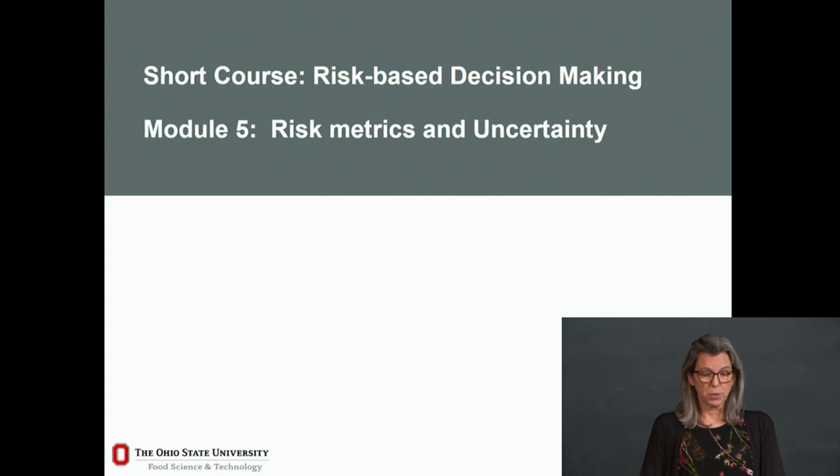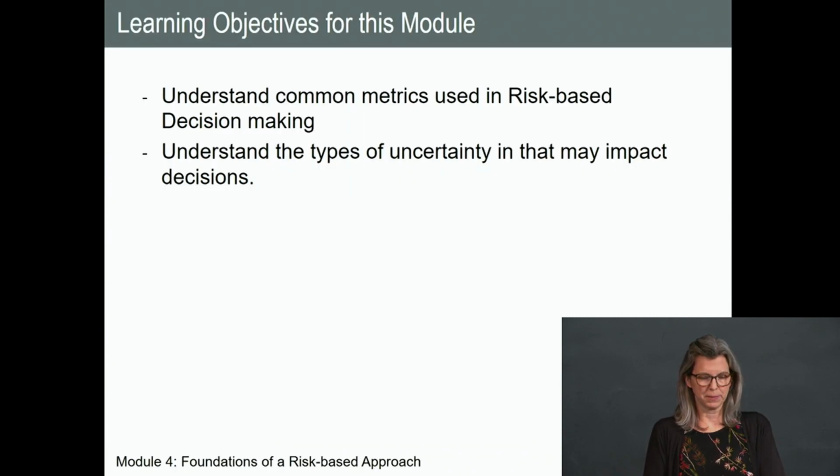Going to share with you today Module 5 in the short course on risk-based decision making. Module 5 has to do with risk metrics and uncertainty. Two very important topics in risk-based decision making.